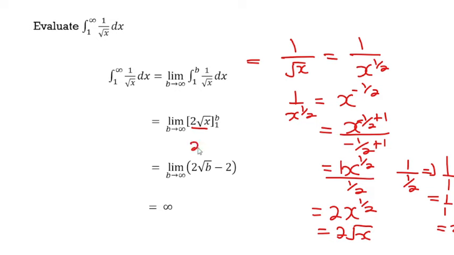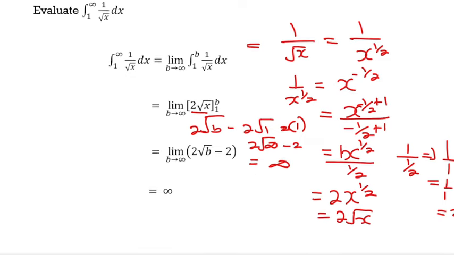So we are going to have 2 root b minus 2 root 1. And root of 1 is equal to 1. So 2 times 1 gives us 2. So here we are going to have 2 root infinity minus 2. So the final result is, punch this on your calculator, you see that we have infinity. Oh yes, so that's the result for evaluating this particular limit.